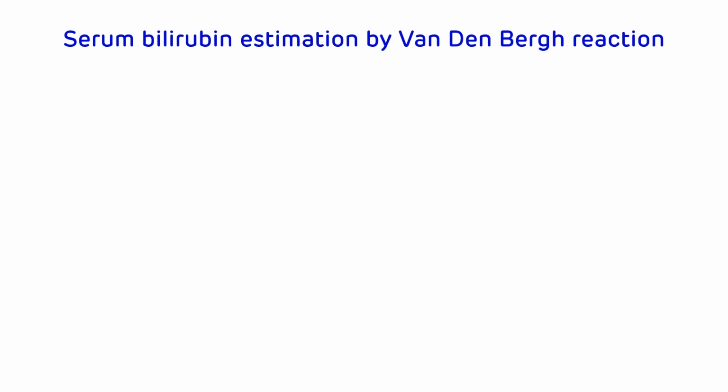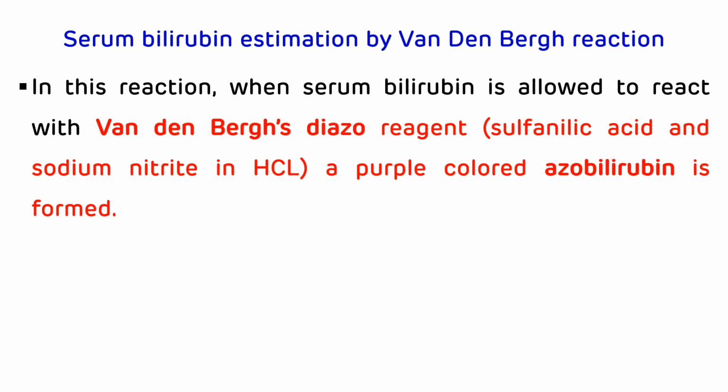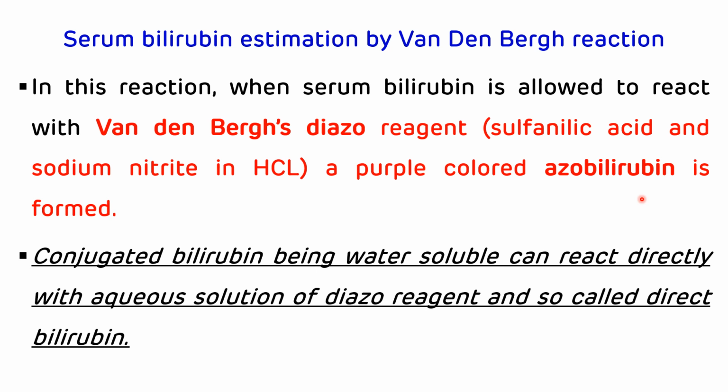Now serum bilirubin estimation by the van den Bergh reaction. In this reaction, when serum bilirubin is allowed to react with van den Bergh's diazo reagent, which contains sulfanilic acid and sodium nitrite in hydrochloric acid, a purple colored isobilirubin is formed. Conjugated bilirubin, being water soluble, can react directly with the aqueous solution of diazo reagent, and it gives a directly positive reaction. That's why this conjugated bilirubin is called direct bilirubin.